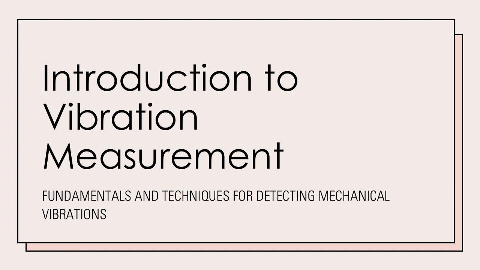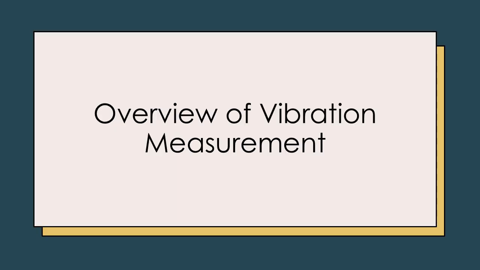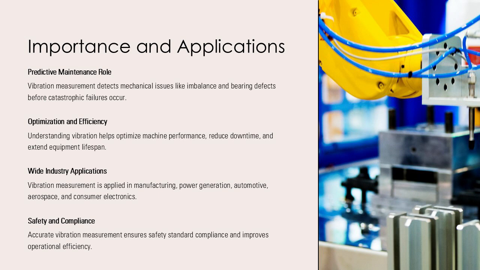Introduction to Vibration Measurement, Fundamentals and Techniques for Detecting Mechanical Vibrations. Importance and Applications, Overview of Vibration Measurement. Vibration measurement is a critical aspect of predictive maintenance and condition monitoring in industrial environments. It helps identify mechanical issues such as imbalance, misalignment, and bearing defects before they lead to catastrophic failures.